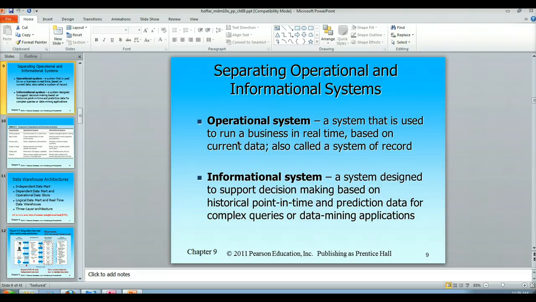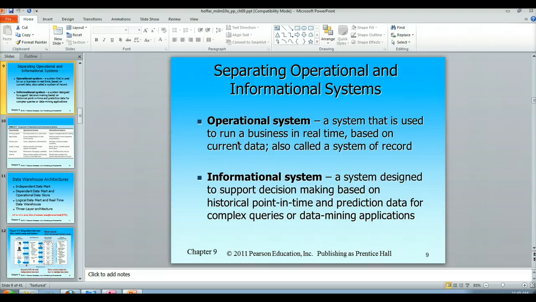So again, your operational system is your real-time business, current data. This is also called the system of record. This is where your transactions happen on a daily basis. This is what your operational staff uses to report off of because they need real-time information. Remember, if you're in the stock market, you don't have time to go looking at a data warehouse. You have to look at the trades that are going on as they happen. So that's your operational system.